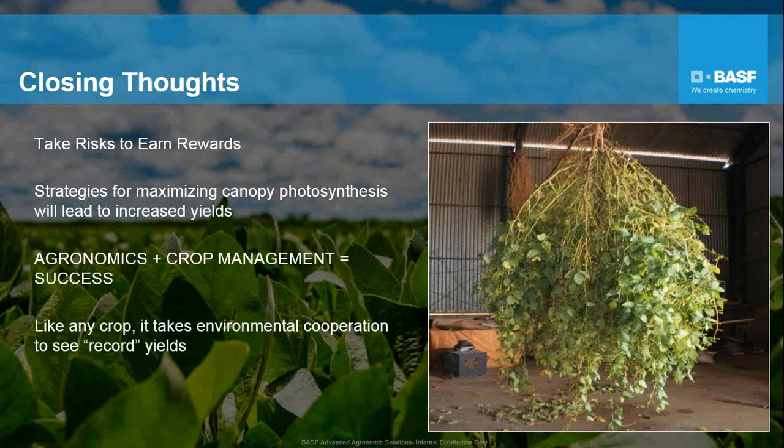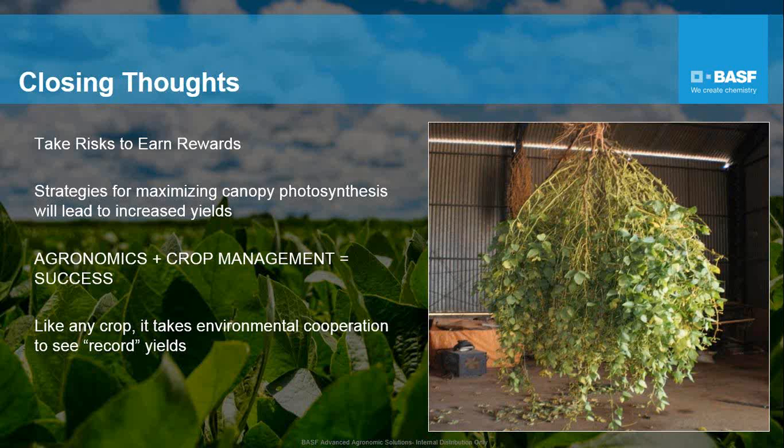So, last thoughts, and then I'll answer any questions here. Sometimes you have to take some risk to earn rewards. There are strategies for this. It's all about maximizing canopy photosynthesis. You've seen here the importance of light interception, getting light at the right time. That's where you're going to drive yourself to increased yields.